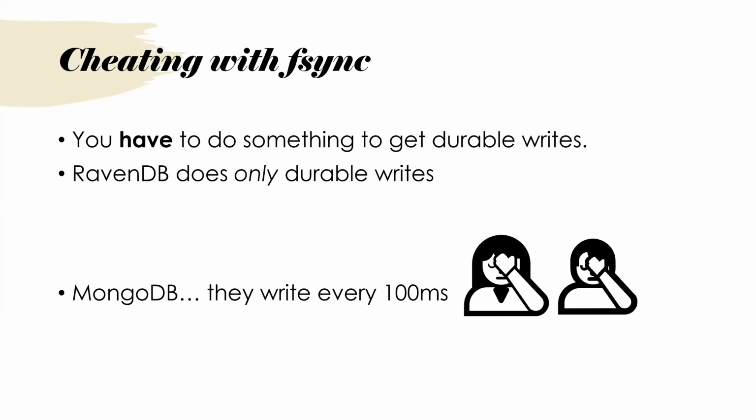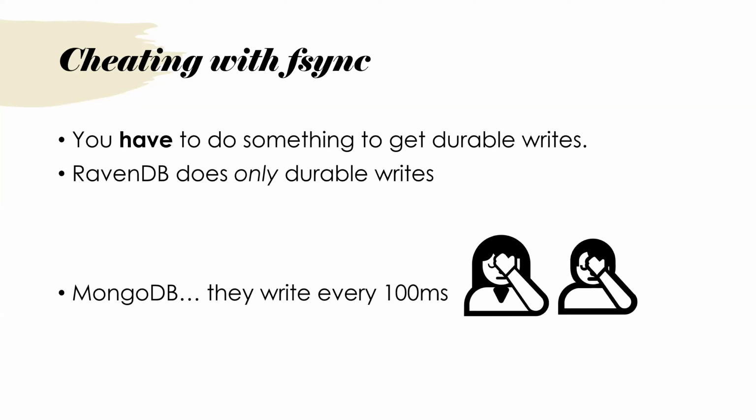So RavenDB from the get-go says, okay, that's the price of doing business. We have to use fsync. We have to make sure that the data is safe. Mongo took, I think, something like 5 or 6 years to actually get to the point where they even had the option. And even today, I literally went today and looked at the documentation and it says, oh, by default, we're going to call fsync every 100 milliseconds.